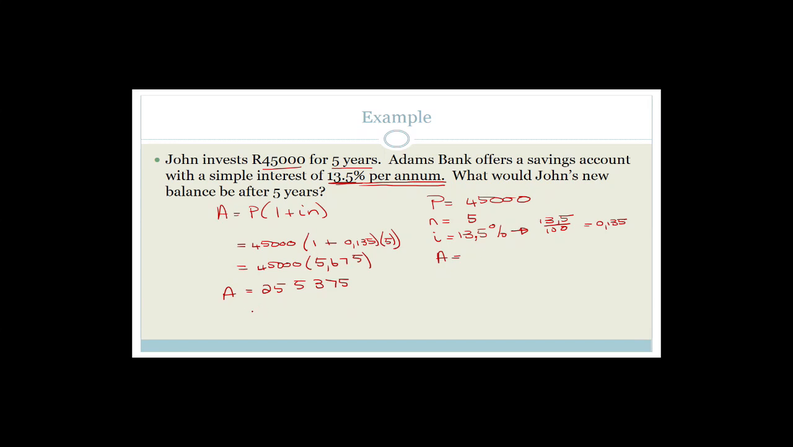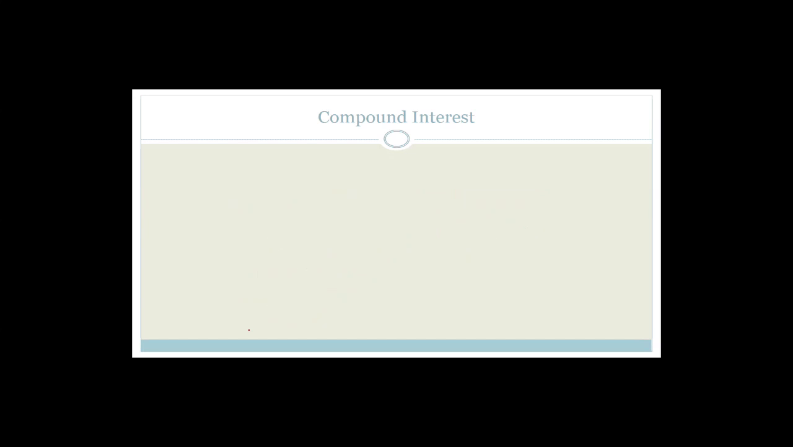So what were we saying? We're saying that after 5 years, John's balance is going to be 255,375 rand. Okay, now let's talk compound interest. Compound interest is interest that is added every period. Okay, so your formula is A is equal to P times 1 plus I to the power of n.